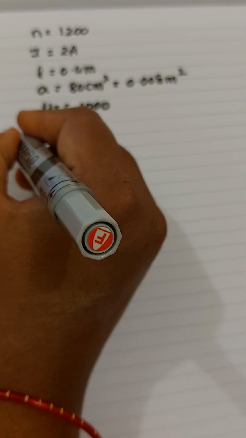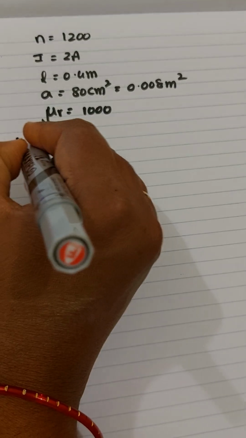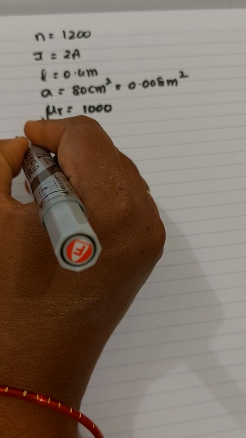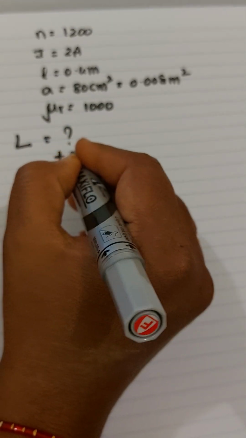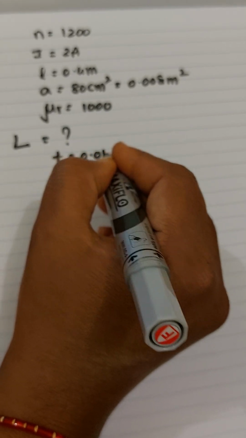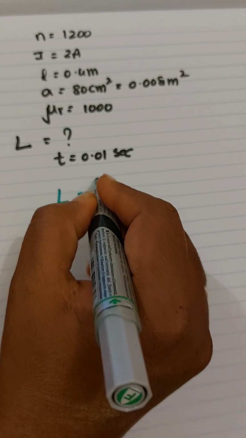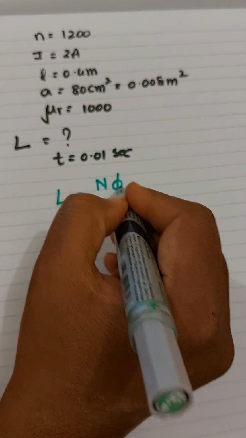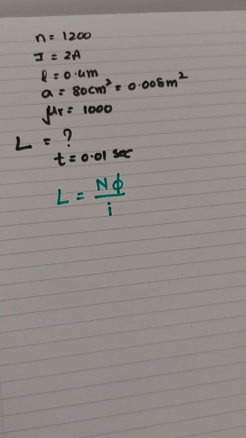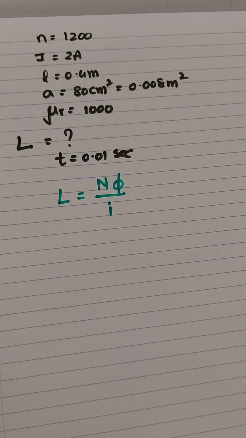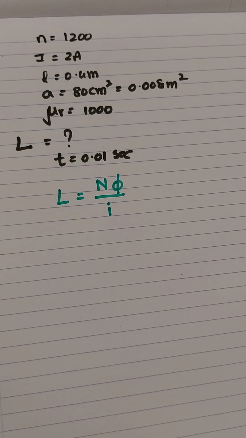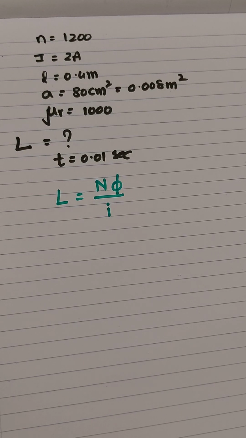Now they are asking us to calculate the self-induced EMF if the current is switched off in 0.01 seconds. So we need to find the self-inductance, and the time is 0.01 seconds. What is the formula we are considering for self-inductance? Self-inductance is N phi by I, and this is the formula we are using.